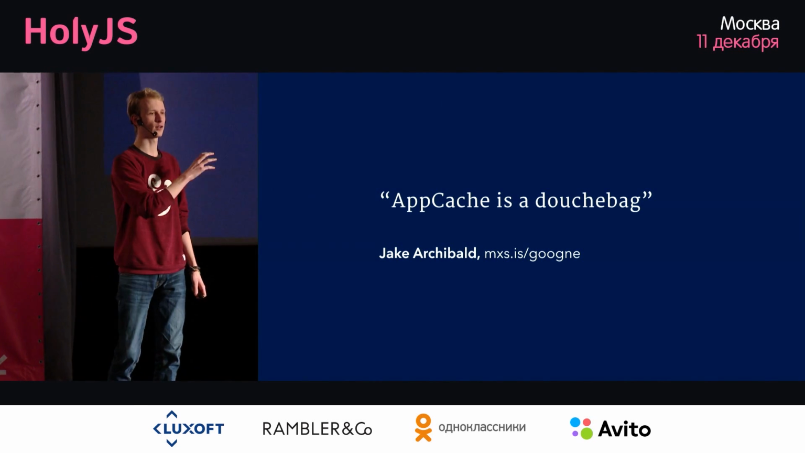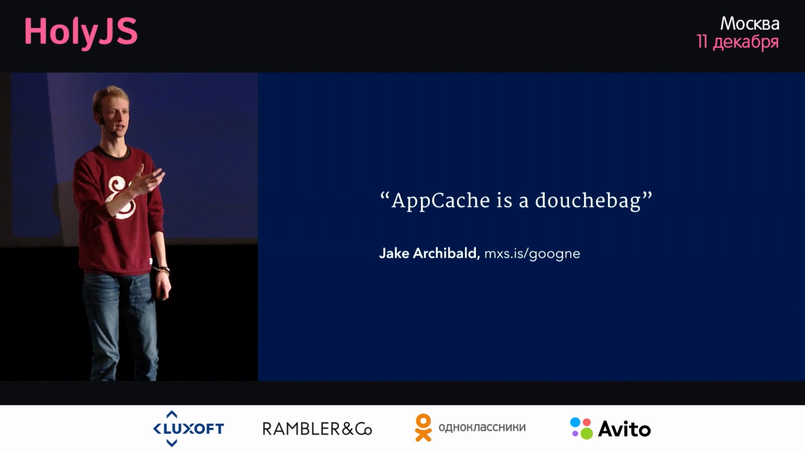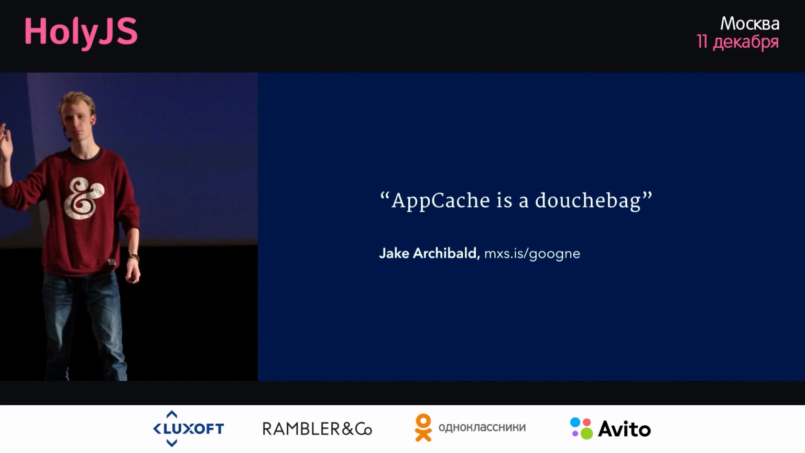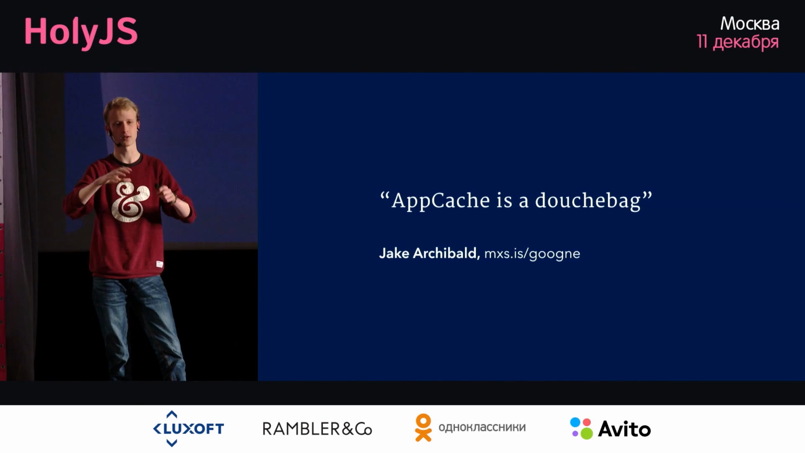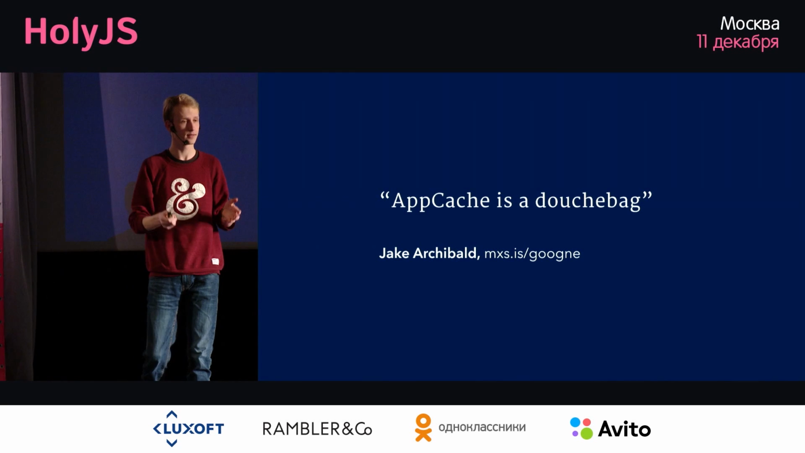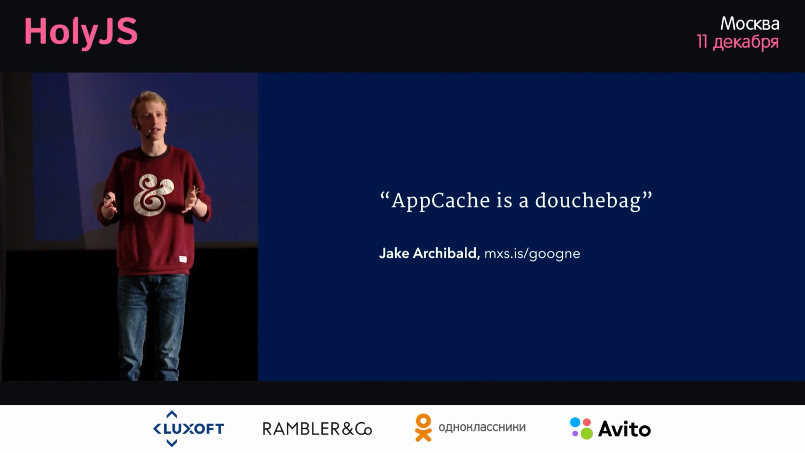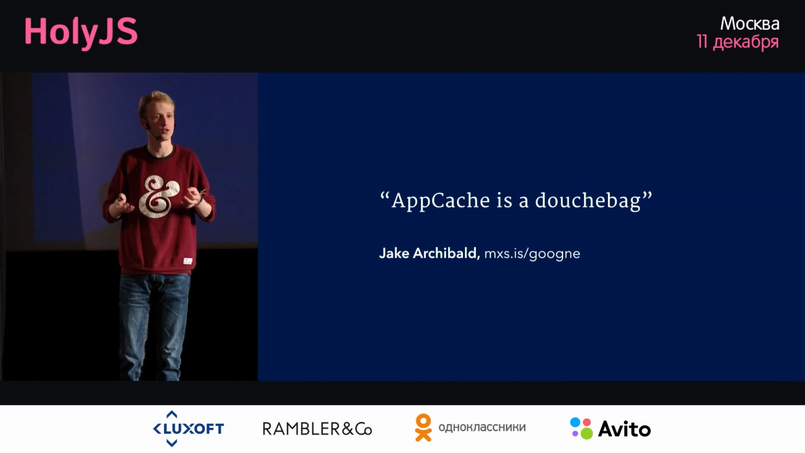Now, you can work around a bunch of these pitfalls, right? So you could, for example, generate a hash based on the contents of the files and put that in a comment automatically when it builds up and stuff. But the basic thing just stands: app cache is a douchebag, and it has a bunch of pitfalls.